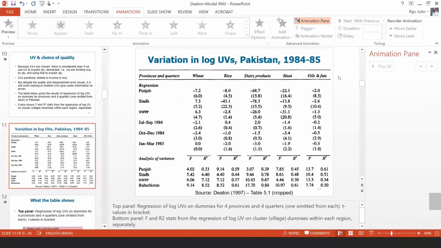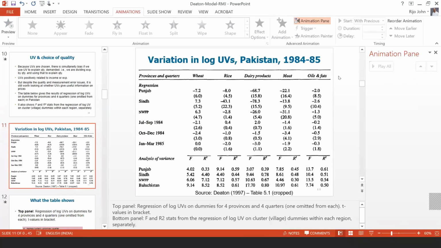In fact, if you look at all the commodities, you will see that oils and fats have much lower coefficients. The magnitude of the coefficient is much lower. One reason is that in Pakistan, oils and fats used to be much more regulated in terms of having similar prices. So the price variation itself used to be very low for this product. That's the reason the unit values also vary a little less compared to other products.